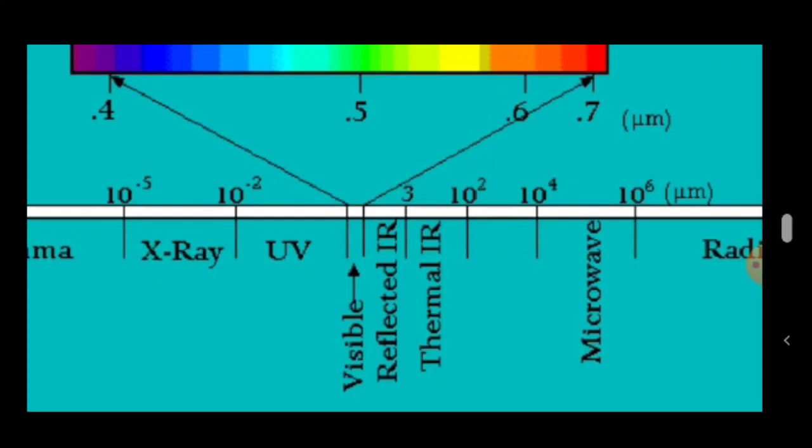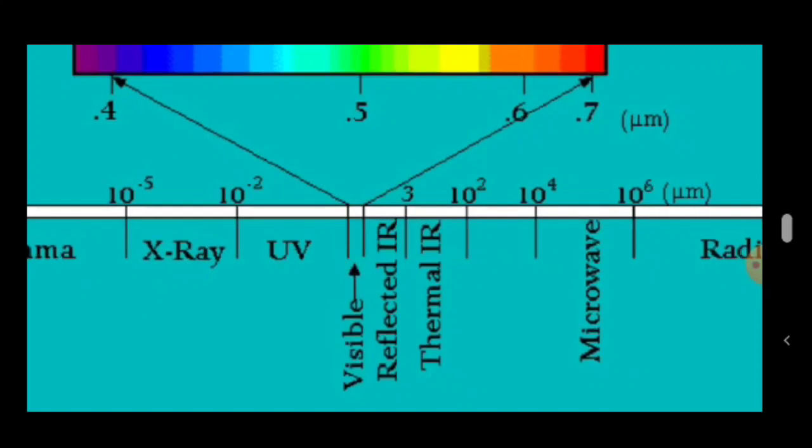So there are five divisions of the infrared portion: near infrared, shortwave infrared, intermediate infrared, thermal infrared, and far infrared. Near infrared is from 0.7 to 1.3 micrometers, 1.3 to 3 is shortwave, 3 to 8 is intermediate, 8 to 14 is thermal, and 14 micrometers to 1 millimeter is far infrared.